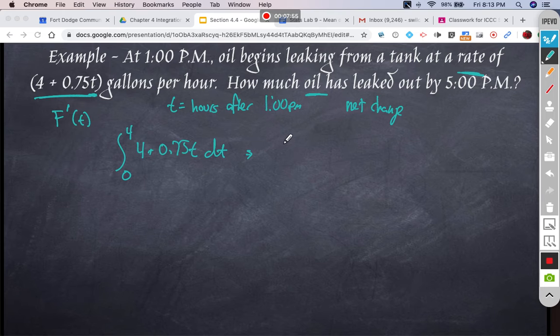So we can make that very simply, that's going to be 4x plus, I'm going to write 0.75 as 3/4 because I like thinking fractions. And this is t squared over 2, evaluated from 0 to 4.